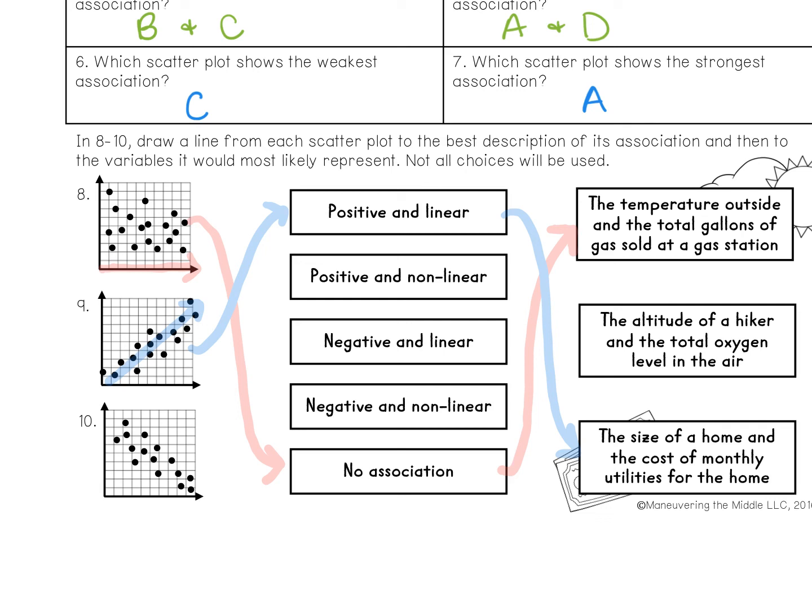And lastly, looking at that last scatter plot in number 10, I can draw a straight line through the data. So I know it's going to be linear, but that goes down. Those Y values go down as the X values go up. So that's going to be a negative linear association. And I know that as the altitude increases, oxygen decreases. That air gets a little thinner, right? So that's a negative linear association.